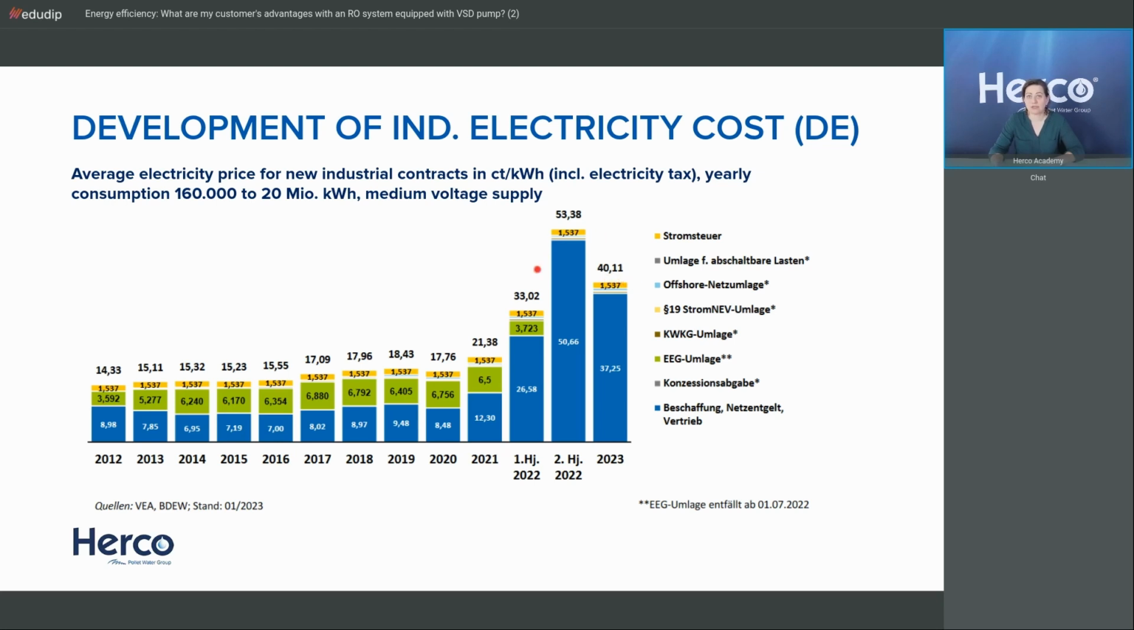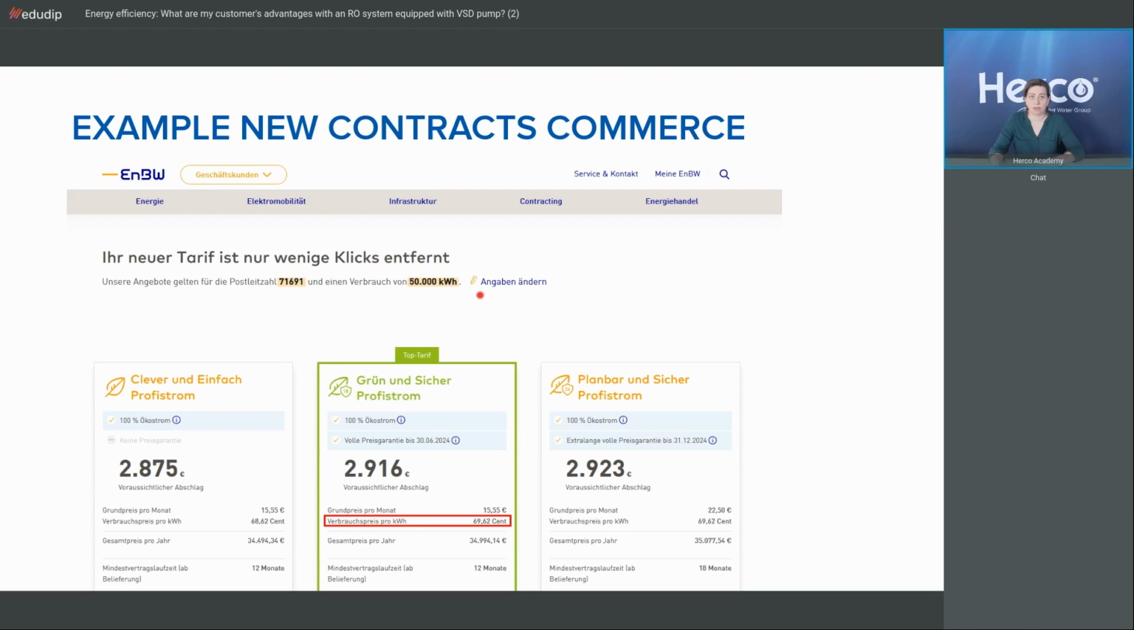This is for any industrial customer who is looking for a new contract. Old contracts might have lower values, but the companies are trying to go up with those also a lot. We have just tried to show you an example for the new contracts, to make a new electrical contract online for our location here in Freiberg am Neckar. And this is for commercial users, so users that don't have a very high electricity consumption, okay?